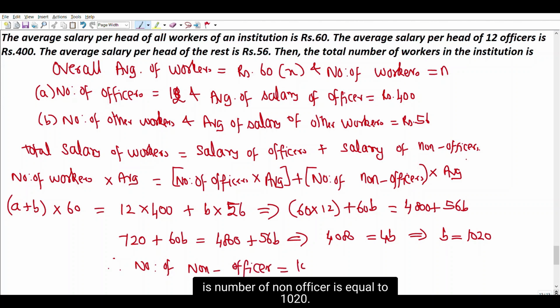is equal to 1020. We know that total workers equal A plus B, which is equal to 12 plus 1020, which is equal to 1032. Therefore, the total number of workers working in the institution will be equal to 1032. So let us move on to the next question.